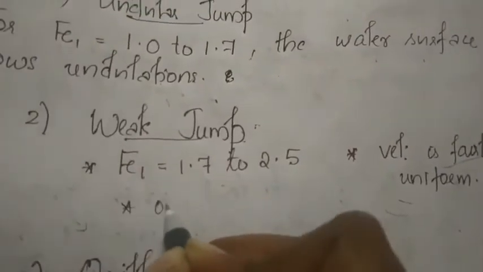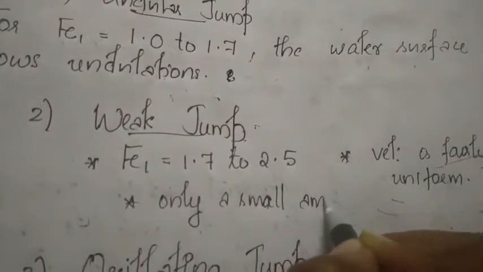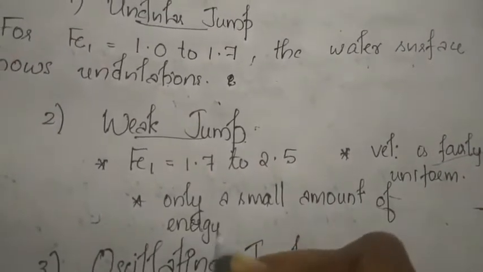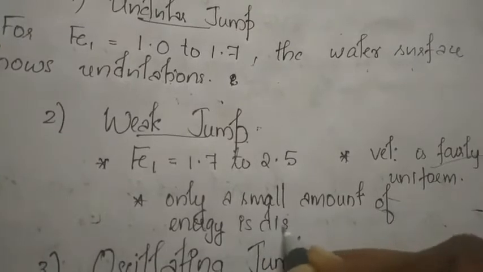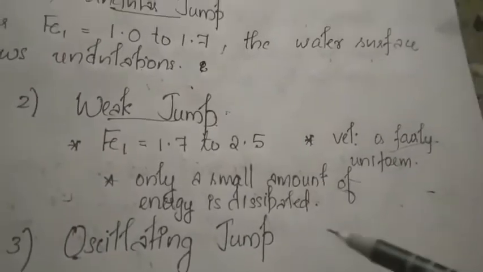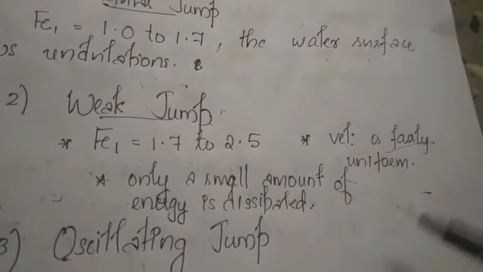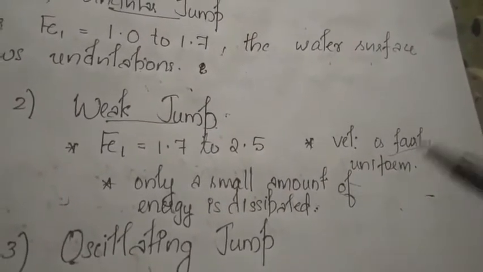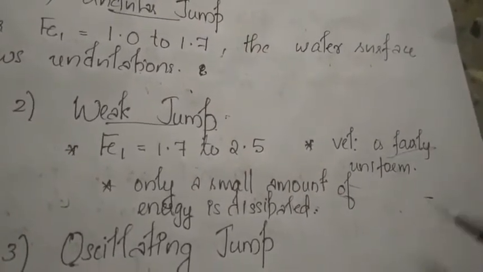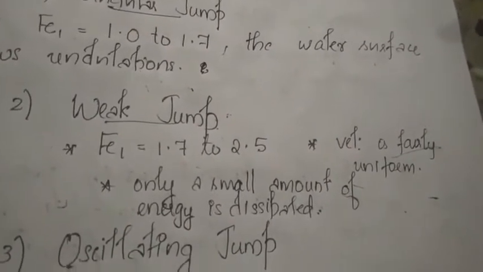Only a small amount of energy is dissipated. So a small amount of energy is dissipated in the weak jump, and in this case a series of small rollers formed on the jump surface, but the downstream water remains quite smooth. Only small rollers were formed on the jump surface, but in the downstream the surface remains quite smooth.